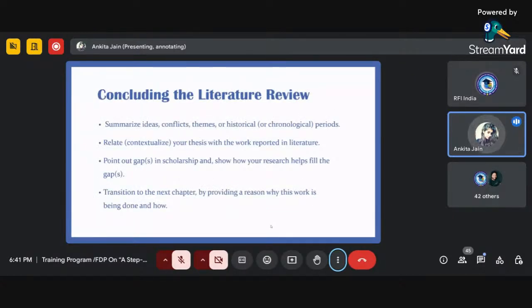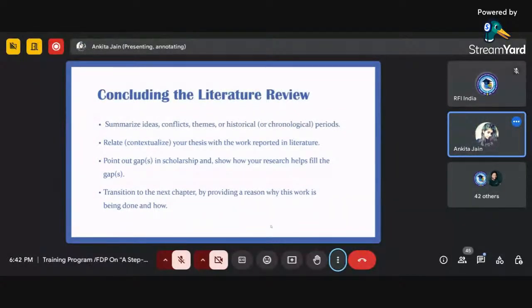Then, how to conclude the review of literature. Summarize ideas, conflicts, themes, history, chronological order, periods, whatever you want. Like, I want to summarize it in a way that first is 2001 to 2010, then 2011 to 2020, every 10 years. So this is how you can do it.